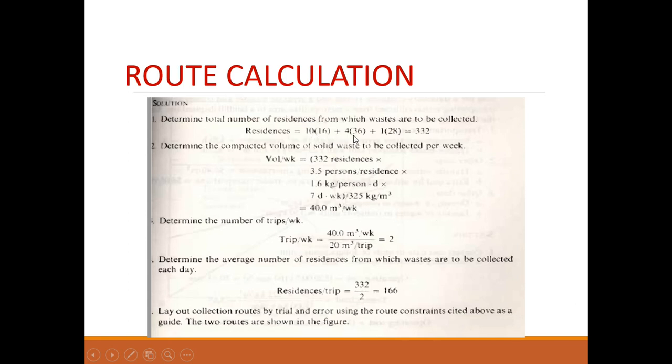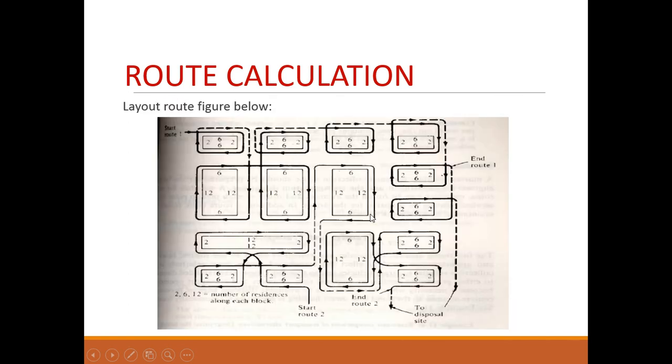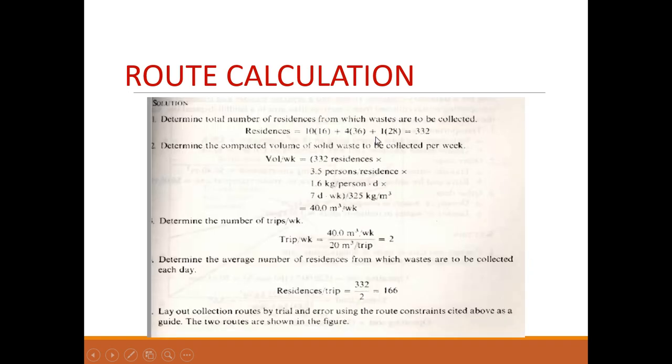That means then that we have 4 of 36. Which are the 4 of 36? That's everything else. That's 1, 2, 3, 4. And then we also have 1 of 28. So when we add all of this together, we derive 332 residences in total.